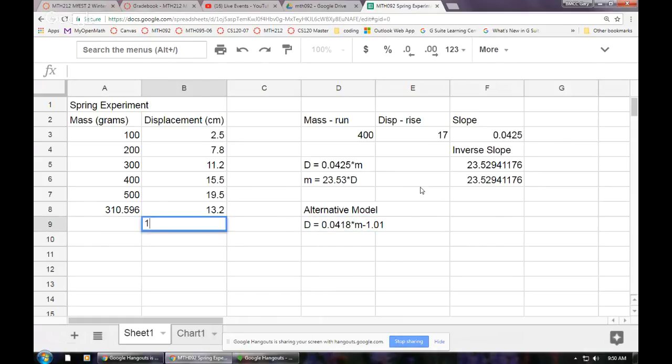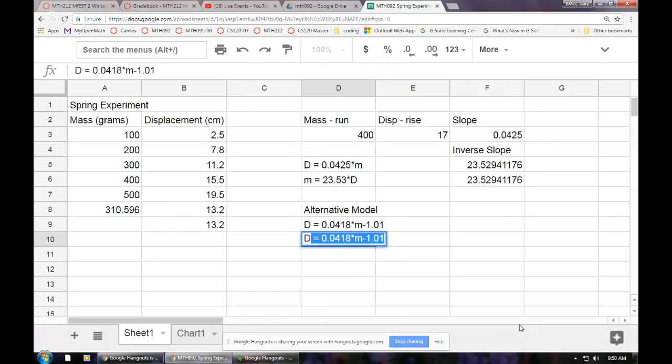So let's say I thought the cup was 13.2 centimeters for a stretch. Using the new model, I'll take 0.0418 times the displacement and then take away. Oh, no, I forgot to reverse that, didn't I? Need to solve this. So let's just do this again. So we can solve this algebraically. We would add the 1.01 to the other side.